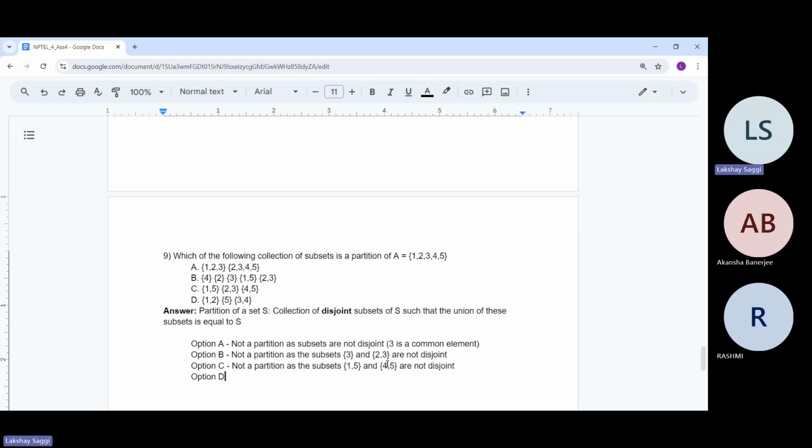So let's come to option D then. So in option D, the first subset is 1, 2, second is 5, third is 3, 4. So we see that there are no two subsets which have a common element. So these are all disjoint. But it's not just disjointness that we want. We also want that the union should be equal to S. So if we take the union, then the union of these will be equal to 1, 2, 3, 4, 5, which is actually the set A itself, right? So the union is equal to set A, and they are disjoint. So this will be a valid partition.